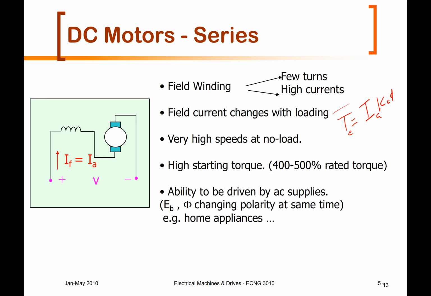So this allows us to have very high speeds at no load, and a very high starting torque as well, because your field winding has a very low impedance. And this is just for your general interest: it can also work with AC supplies, because the polarity of the field winding switches with the polarity of the armature current as well.